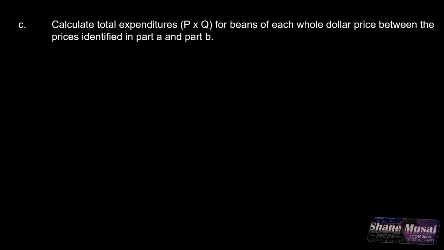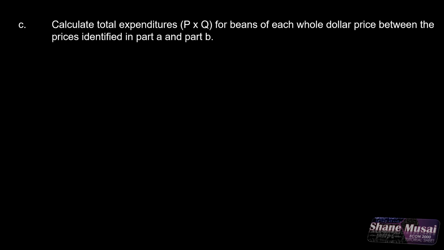Part C says calculate total expenditures. So your total expenditure is calculated by price times quantity for beans of each whole dollar value between the price identified in Part A and the price identified in Part B. Recall in Part A the price was 0 and in Part B the price was 20. So you need to check for each whole value price, so 0, 1, 2, 3, 4, all the way to 20, what is the total expenditure?